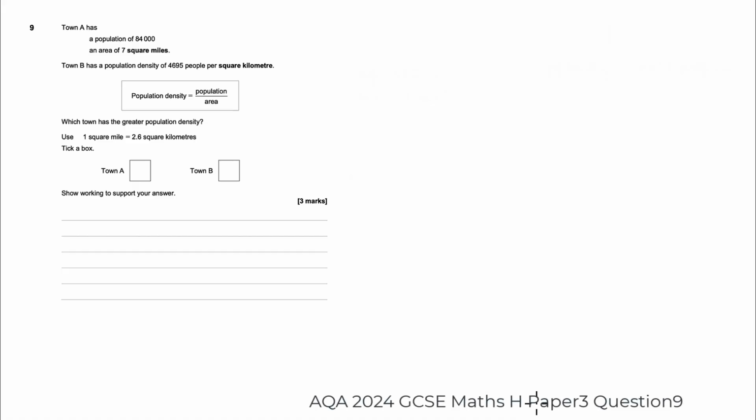So here's question 9, and we've got a couple of towns. We've got town A and town B. Now, what facts do we know about these towns? Well, town A, we're told the population is 84,000. And we're told the area of town A is 7 square miles. That's miles with a wee 2 up there, miles squared, square miles.